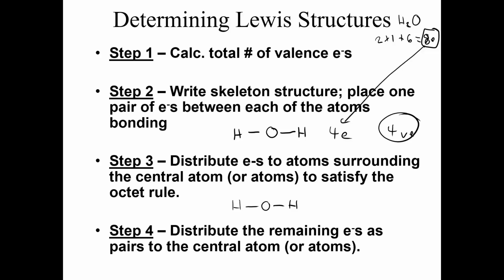Hydrogen doesn't need it. Hydrogen just needs 2. It needs a duet. Octet means 8. And all of the nonmetals need 8 electrons in their outer shell. So you have got 4 from sharing. You need 4 more, and so you put them as dots around the central atom, right? So that means you have 8 valence electrons around all of the atoms, and 2 for hydrogen, right?